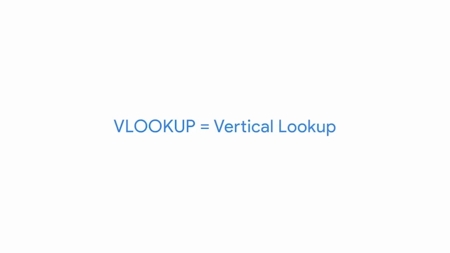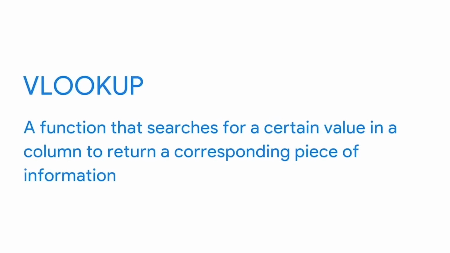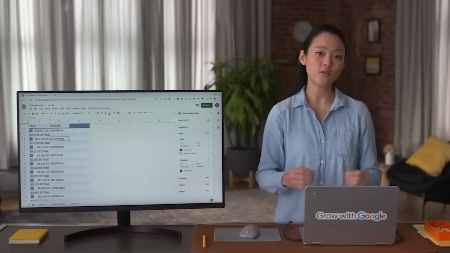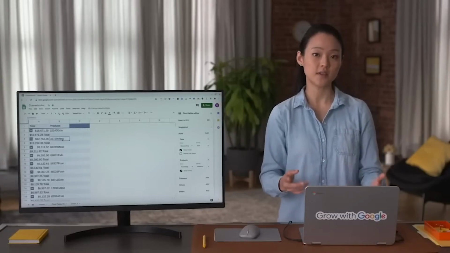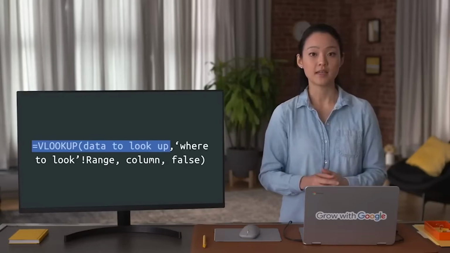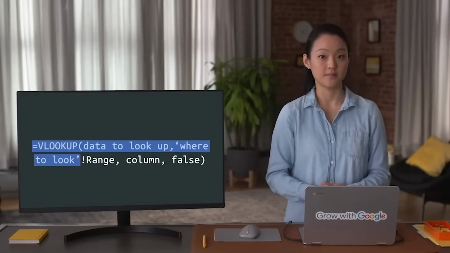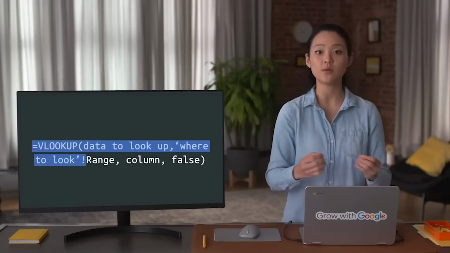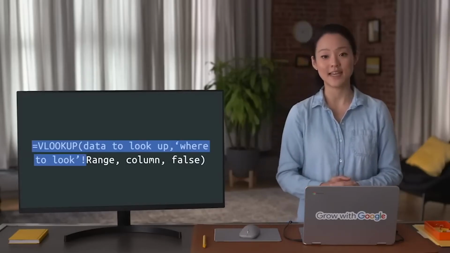It's called VLookup. VLookup stands for vertical lookup. It's a function that searches for a certain value in a column to return a corresponding piece of information. When data analysts look up information for a project, it's rare for all of the data they need to be in the same place. Usually, you'll have to search across multiple sheets or even different databases. The syntax of VLookup is equals VLookup, open parentheses, then the data you want to look up. Next is a comma, and where you want to look for that data. In our example, this will be the name of a spreadsheet, followed by exclamation point. The exclamation point indicates that we're referencing a cell in a different sheet from the one we're currently working in. Again, that's very common in data analytics.